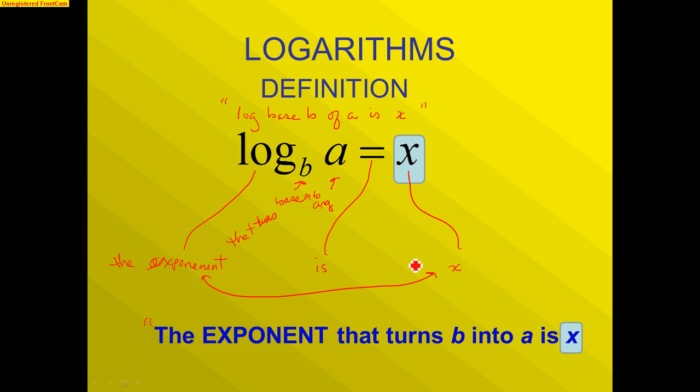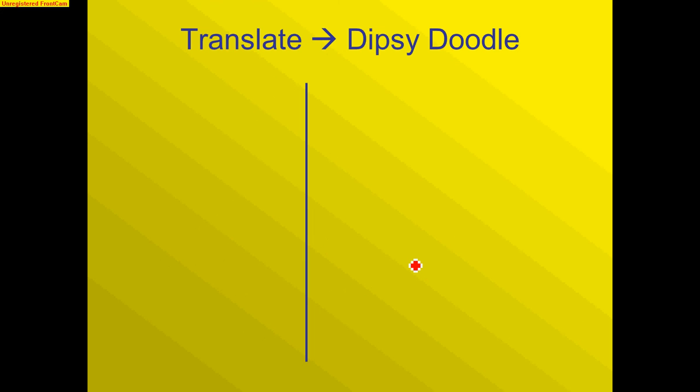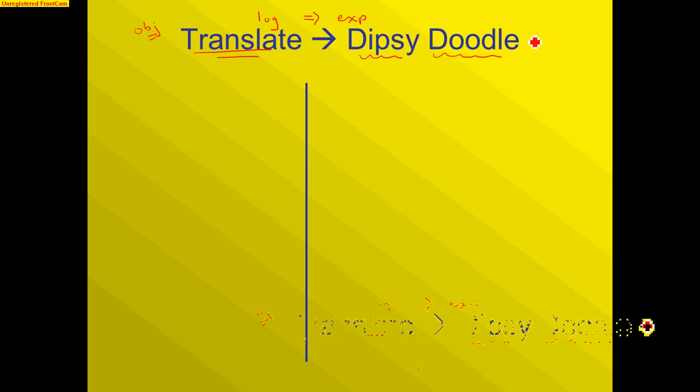Let's try this with some numbers. So, one of your skills is to be able to translate a log equation into exponents. Translate logs into exponents. There is no reason to call this dipsy doodle. It was just something that happened in my head. I just thought, oh, I don't know why this is so hard. It's just like you dipsy and you doodle. I have no explanation for this, but here's what I mean.